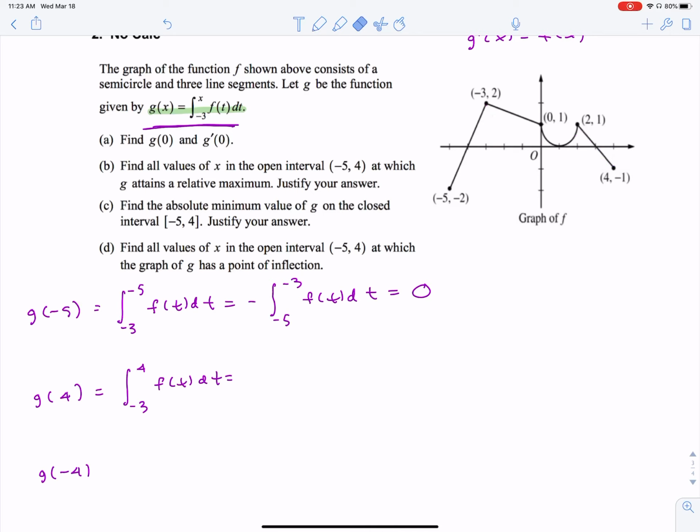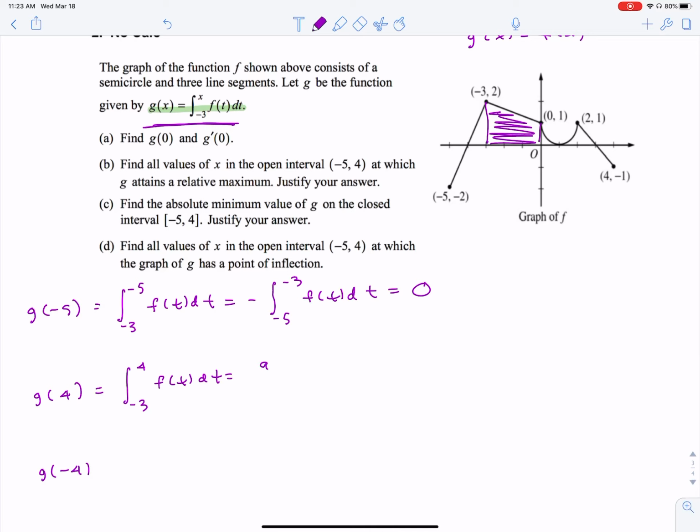So section 1 is this part. Now we actually found this originally. If you look at when we found G of 0, we already found that. So we already know the area of that trapezoid, and I believe the area of that trapezoid was 9/2. So I'm just going to put in 9/2 because we already found the area of the trapezoid.